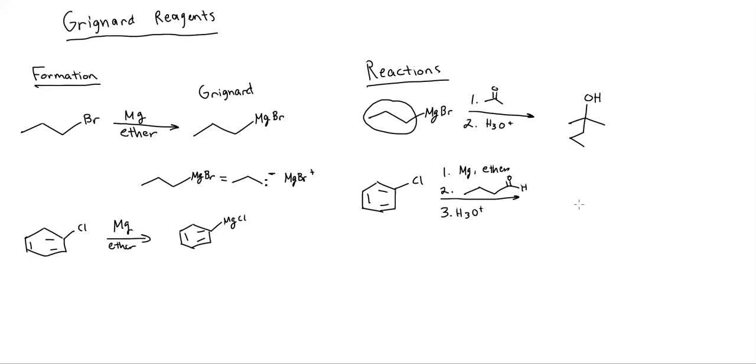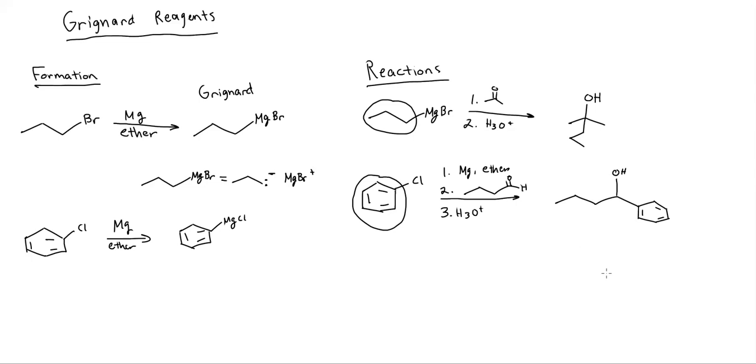The second step, I need to take my carbonyl group and turn it into an alcohol. And then I just add whatever my group of my Grignard is going to be, which is going to be this phenyl group. So then I just add a phenyl group to this. And I'm done.